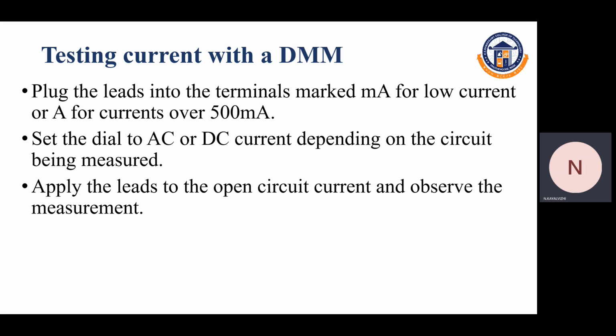And how to measure a current? Similarly, plug the leads into the terminals marked milliamp for lower current and ampere for currents over 500 milliamperes. So set the dial to AC or DC current depending upon the circuit being measured. And similarly, apply the leads to the open circuit and observe the measurement. The open circuit will be closed while the leads are connected to the terminals.